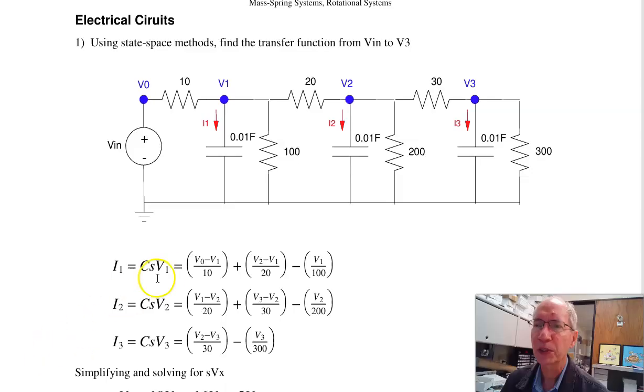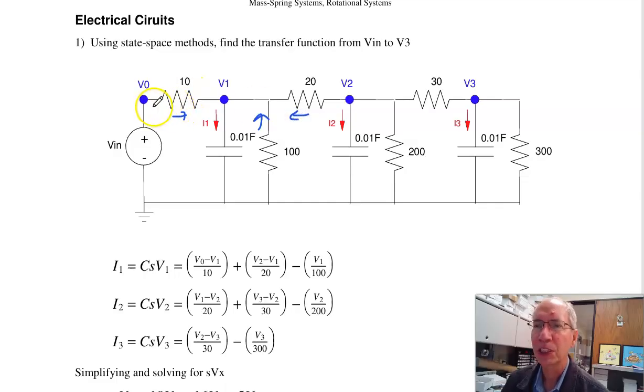Now the approach we'll be using is for capacitors. The current, I, is C dV/dt. So the capacitance times the derivative of the voltage is I1. Current in equals current out. So I1 is this current plus that current plus that current.